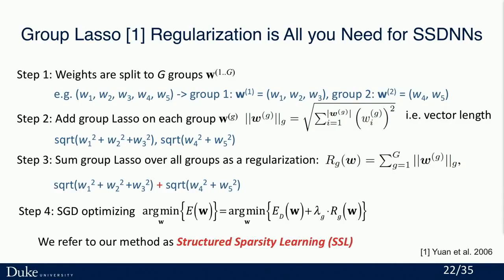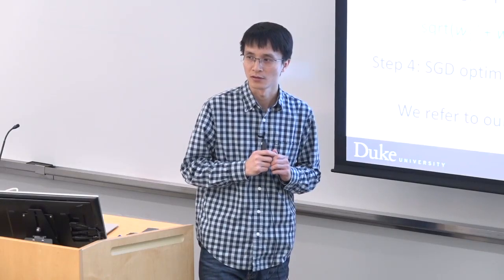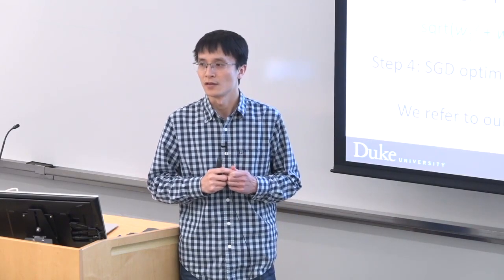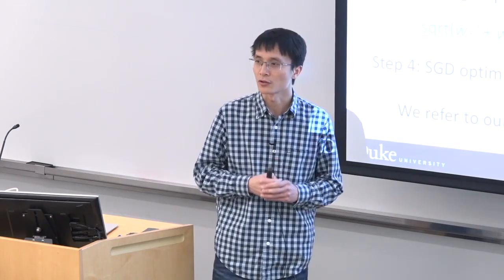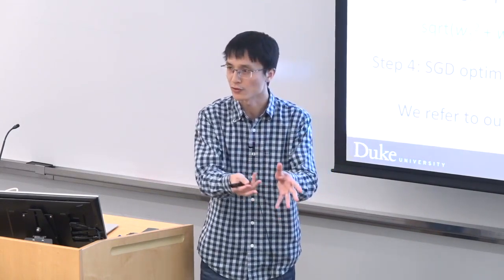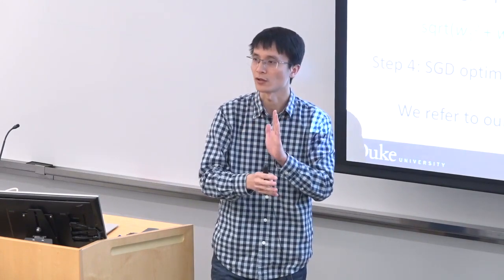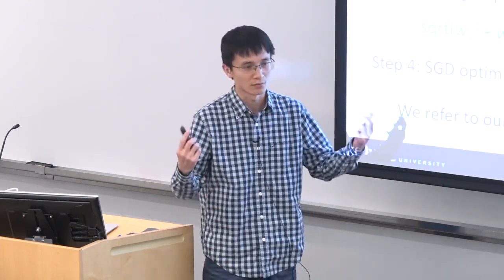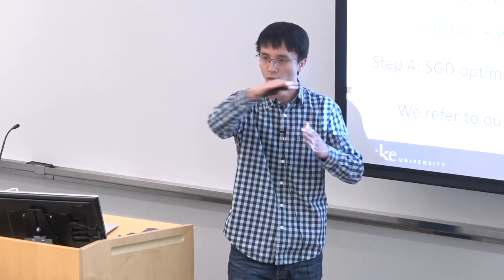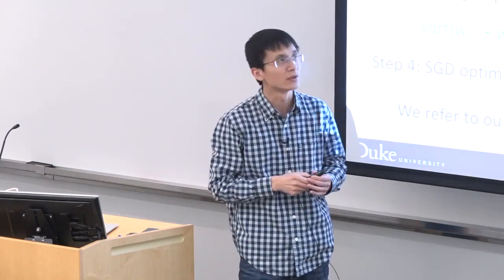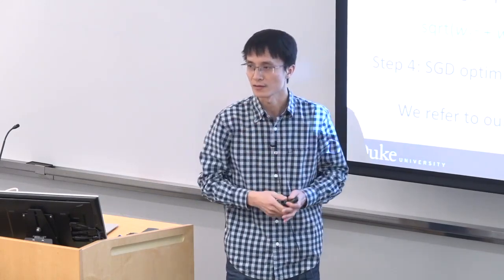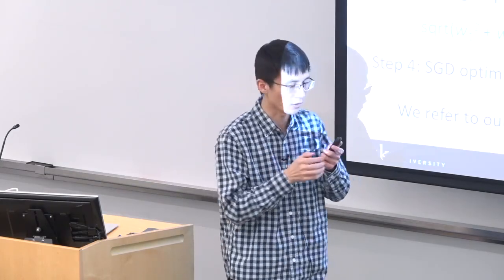What's your criteria to split the weights into several groups? Good question. It depends on what kind of structure you want to learn. This is structure dependent. For example, it is different for LSTM. Let's say you want to remove filters in the convolutional neural network. Then one group is all the weights in one filter. If we want to remove one row in the weight matrix, then one group is one row of all the weights. So it depends on what kind of structure you want to learn.